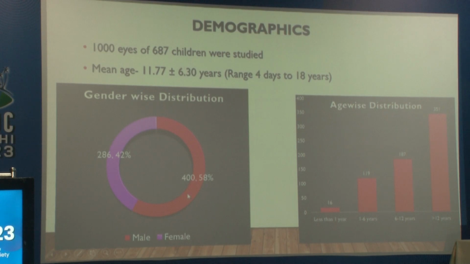Gender wise, what we have seen is that males were predominant versus females, with a ratio of 58:42%. If we classify by age, we have seen that as the children grow, the incidence of uveitis in them is increasing.